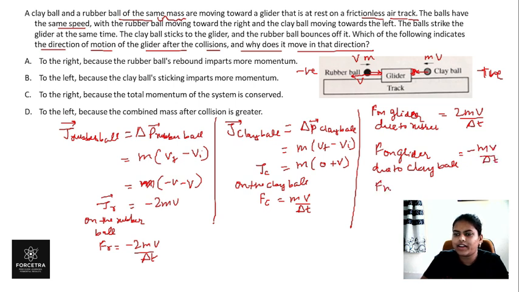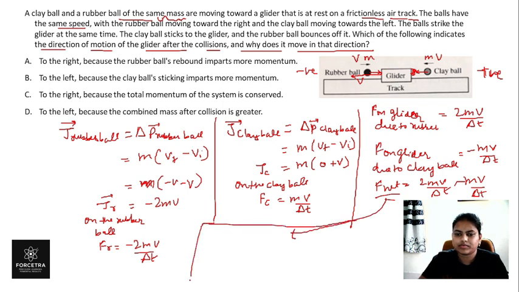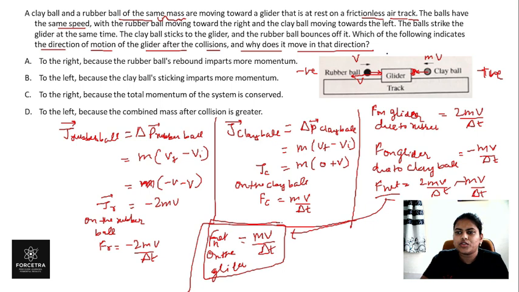So I can find the net force on the glider, which would be equal to 2mv upon delta t minus mv upon delta t. So the net force on the glider is equal to mv upon delta t. So this is the net force on the glider. The net force is in the positive direction, so it would move towards the right. And why? Because the rubber ball's rebound imparts more momentum. So A is my correct option.